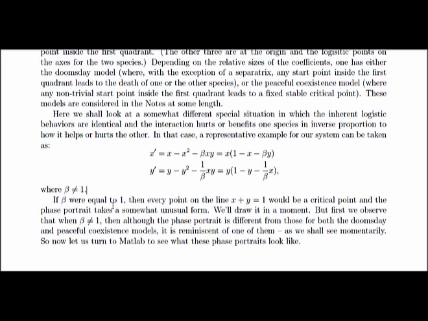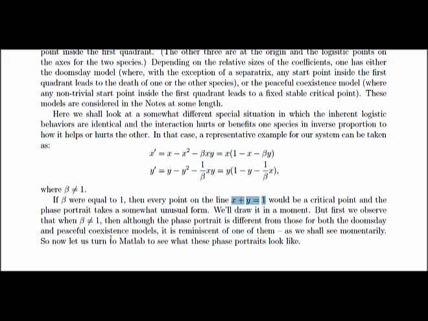Of course, if beta were equal to 1, then these would be identical. The formulas on the right-hand side would be the same. And every point on the line x plus y equal 1 would be a critical point. So we would not be in the case where critical points constitute an isolated set. This would be an unusual situation. The phase portrait in that case will take an unusual form, and I'll draw it in a moment.